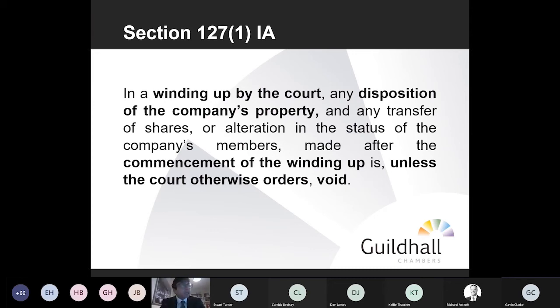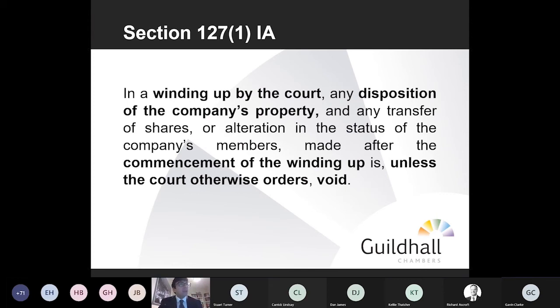Secondly, what the section does is apply to any disposition of the company's property, and I'll come on in a moment to look at what that means, but note that the language is different from, for example, the word used in the context of section 238, which is transaction. It also applies to any transfer of shares or alteration in the status of the company's members, although in practice it's rare to have cases where that arises. It applies only to dispositions made after the commencement of the winding up, and again I'll come on in a moment to look at precisely what that means.